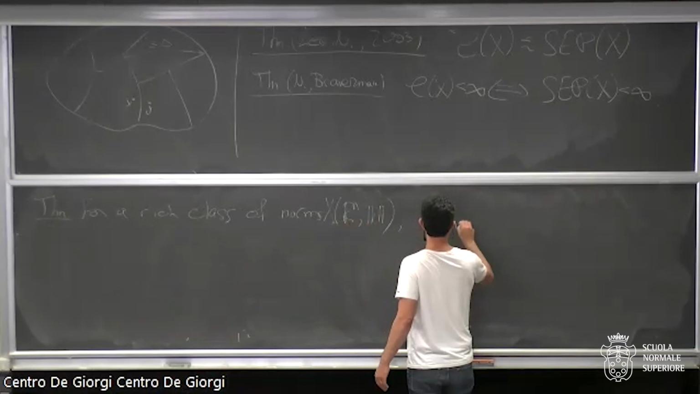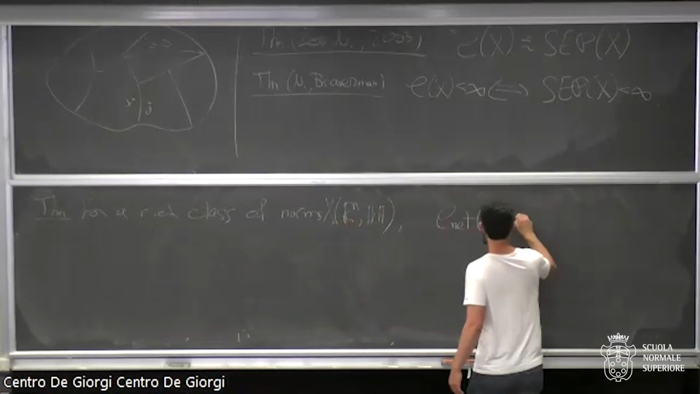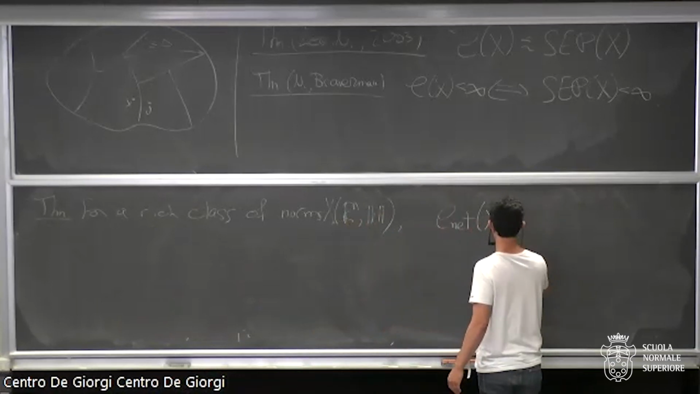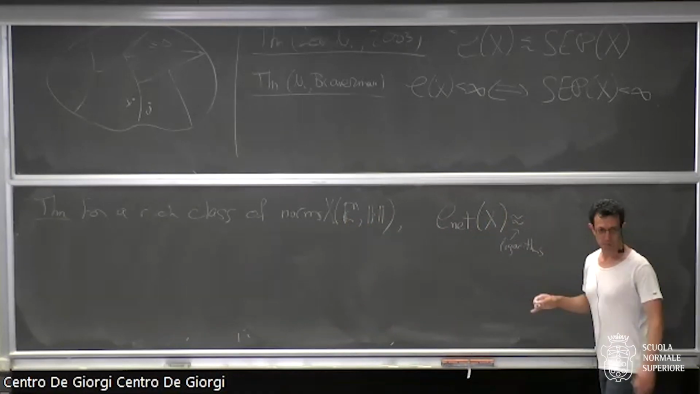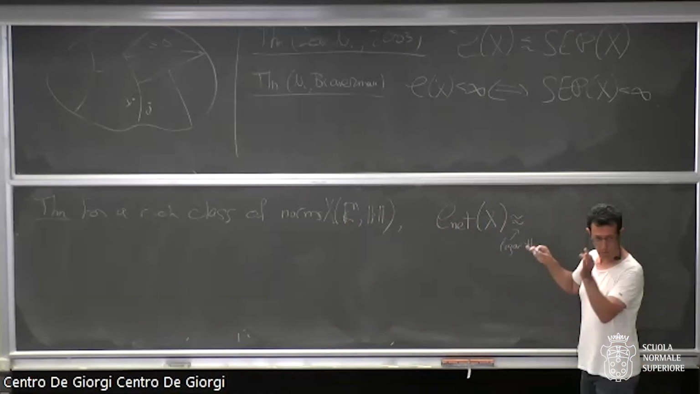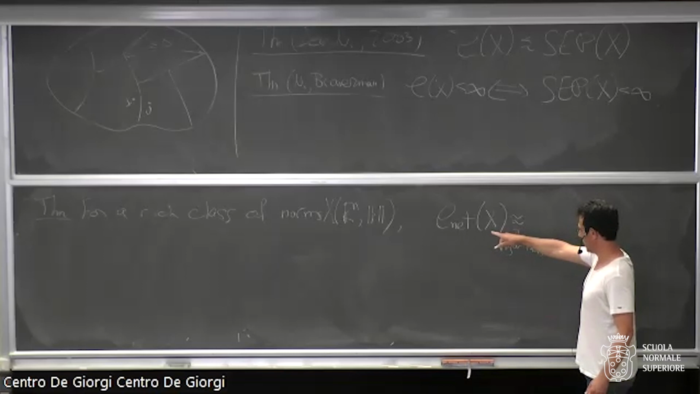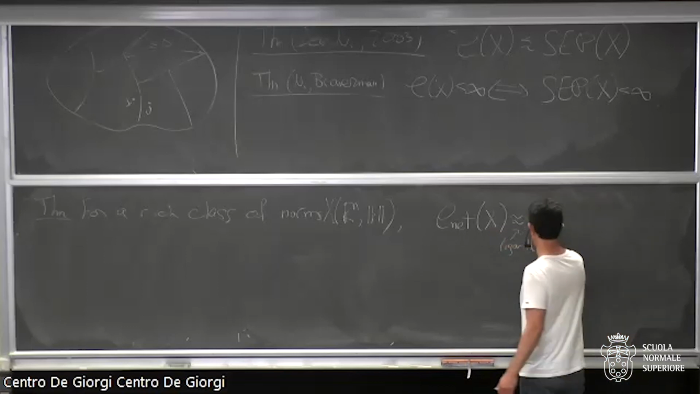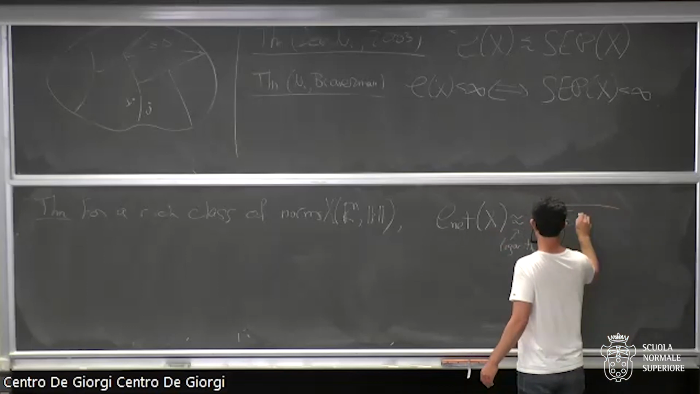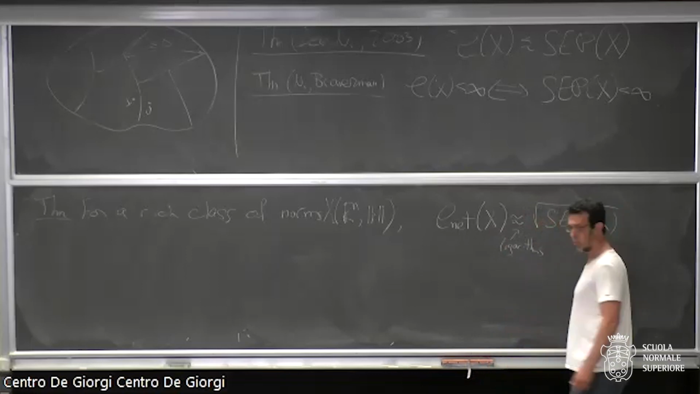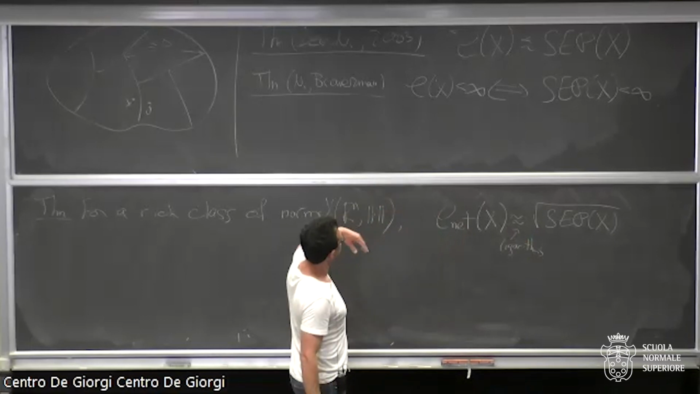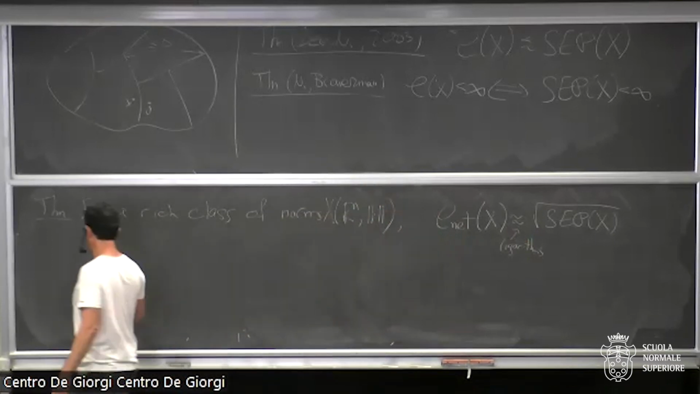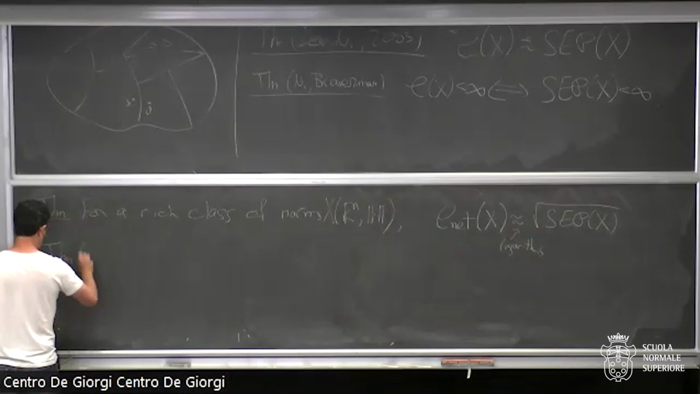Okay, so for a rich class of norms X on R^n, E net of X is, up to universal constant, up to lower order terms. So here there are logarithms hiding, but we care about the exponent. So E net is actually square root of sep. Now, why am I saying this? The reason I'm saying this is that this is in 2021.